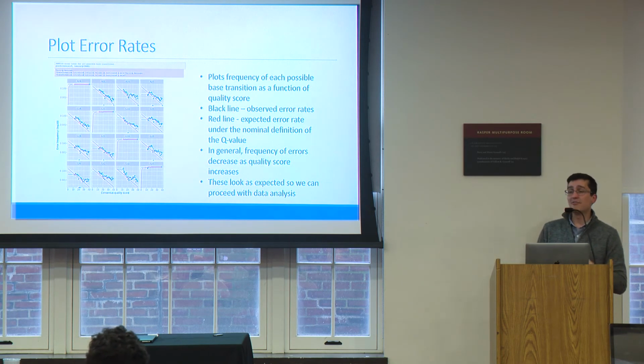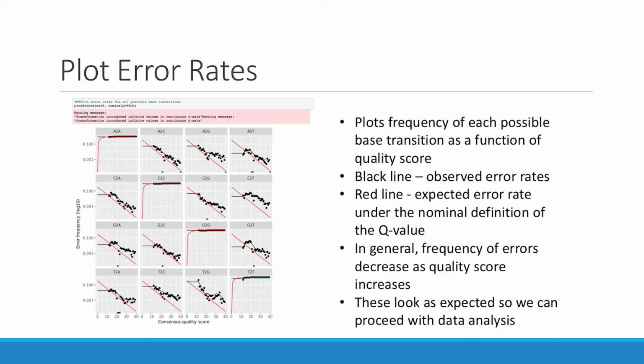You can then, as a kind of sanity check, plot these error rates to see what they look like. What this does is it plots the frequency of each possible base transition. So for example, the frequency that an A is actually read as a C, and it plots it as a function of the quality score, the consensus quality score on the bottom. The black line is what you're actually seeing in your data, and the red line is what you would expect to see in your data under the definition of the Q-score.